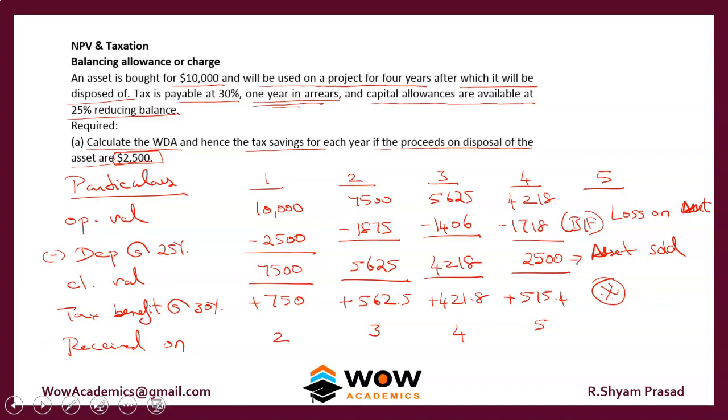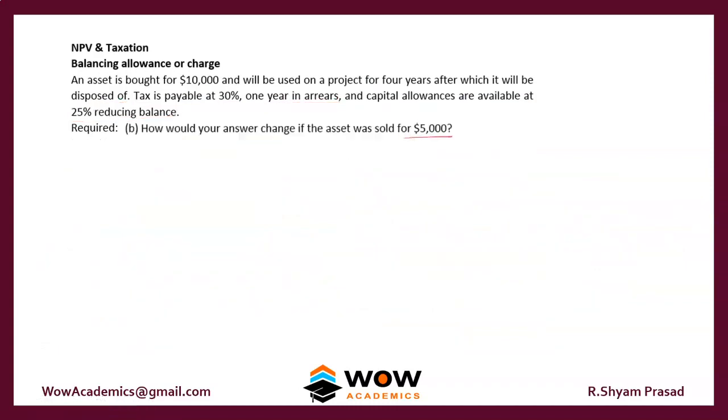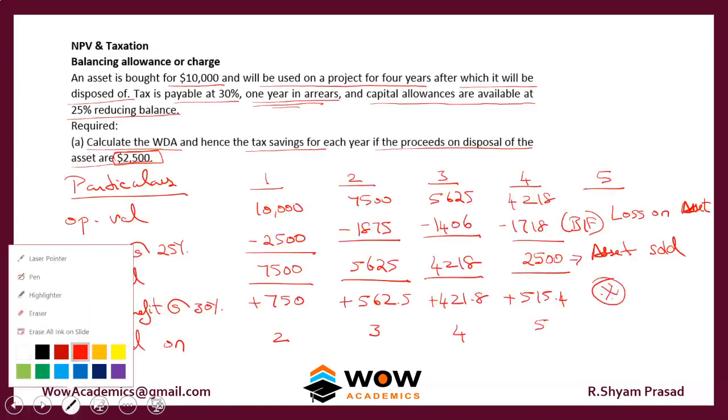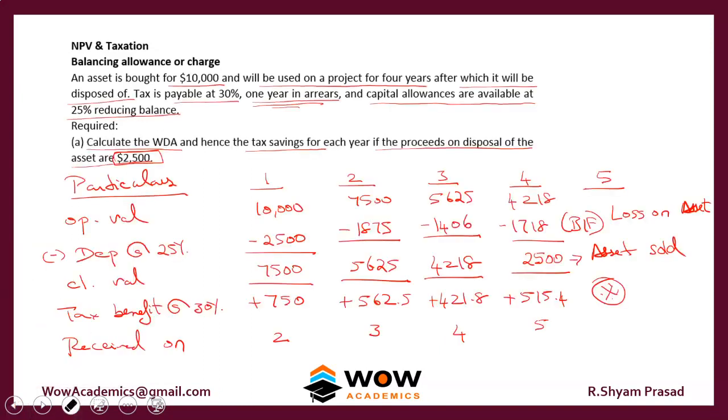We'll move on to the next problem. If the asset is sold for 5,000, how will our answer change? So we'll look at the same numbers, but we'll change the color now and we'll try to do it. So this is not 2,500. If it's like 5,000, what would happen? So we'll work it out. So if the asset is sold for 5,000, you can see that the asset has been sold on a profit. It's not a loss, it is a profit on the sale of asset.